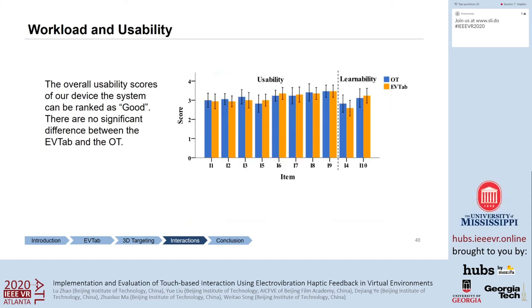The overall usability scores of our device range from 60 to 100. According to the surveys comparing the system usability scale to adjective ratings, the system can be ranked as good. The paired t-test results show that the differences in usability scores between the EV tab and the ordinary tablet are not statistically significant, and there are no significant differences in the usability and learnability scales of the two devices. The usability results show that electrical vibration cannot improve the usability. We infer that the usability of the system is mainly influenced by the manipulation method rather than touch sensations. We haven't compared our system with other interactive devices because our purpose is to explore the performance of electrical vibration haptic feedback for interaction in VR.